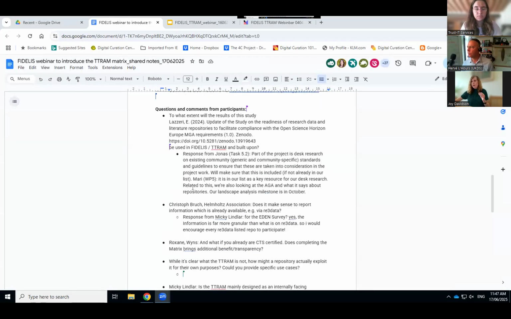The first one was just to make you aware, or to ask a question, about a study on the readiness of research data literature repositories to facilitate compliance with the Open Science Horizon Europe model grant agreement requirements. And I think it was just to make sure that we're aware of this. And I believe the response from Marie says that we are. So hopefully there's nothing more to be said there, but if anybody has anything they still want to ask, let me know.